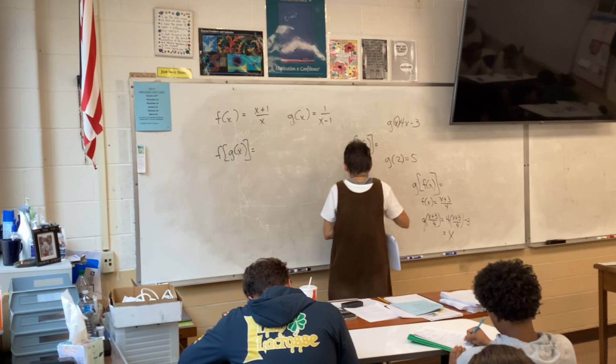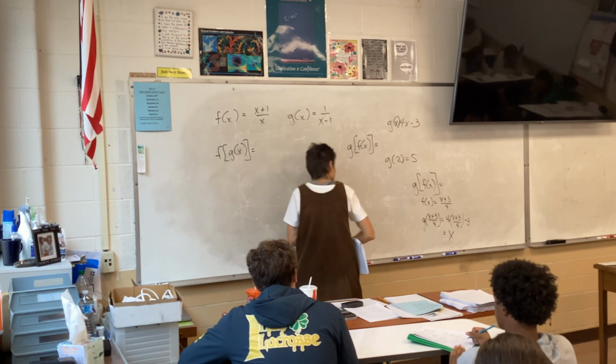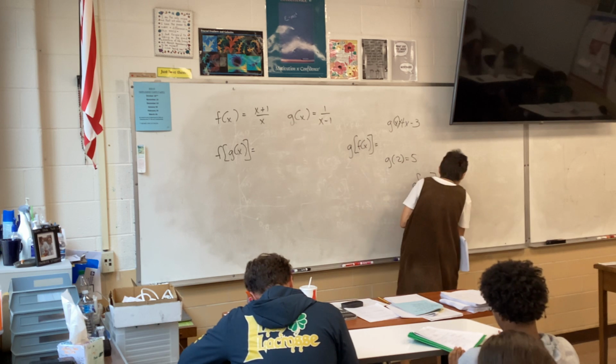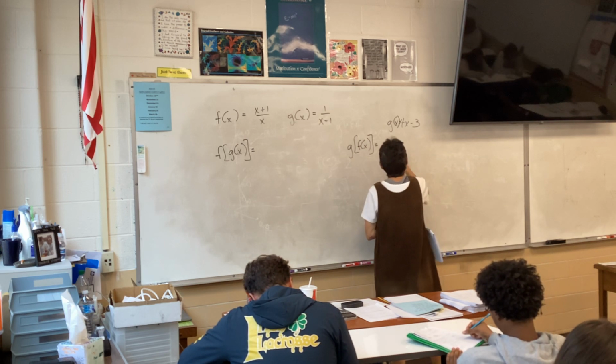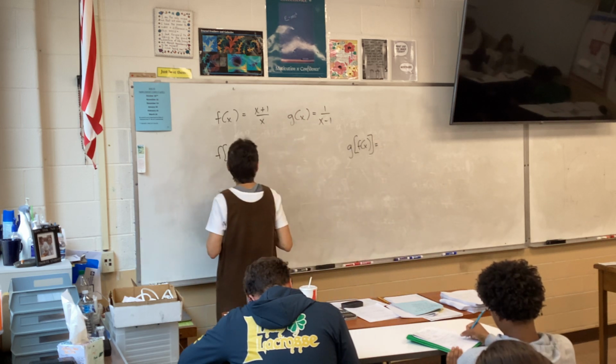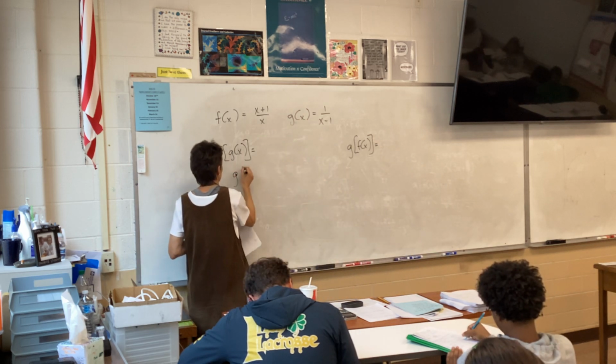By the way, what happens if I do this and I don't end up with x? They're not inverses, that's right. Then you need a 6.4, yeah.